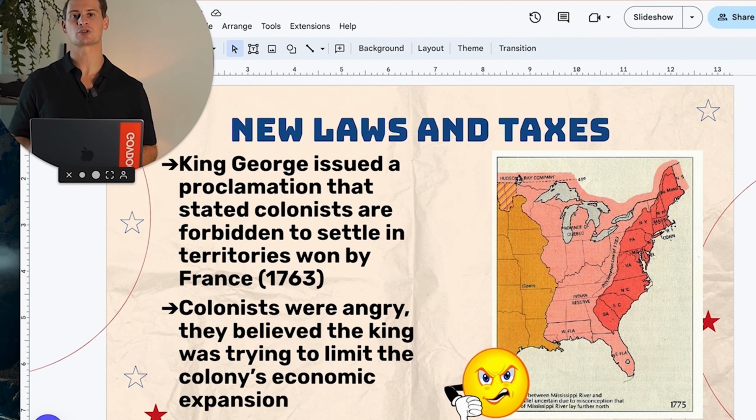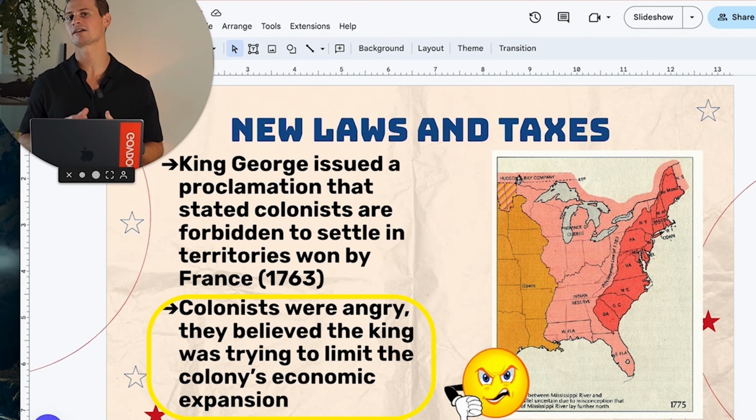Now, because we just won this new territory, the first thing the colonists are going to want to do is expand into that territory. Why? Because of their ability to grow crops, their ability to own land, their ability to make money for their families and succeed both religiously and economically. So the first thing that King George does is issue the Proclamation of 1763, which specifically states that colonists cannot move into that area west of the Appalachian Mountains that was won during the French and Indian War.